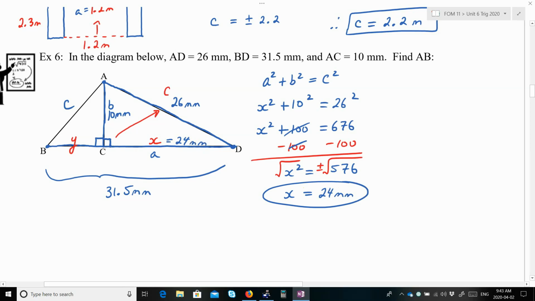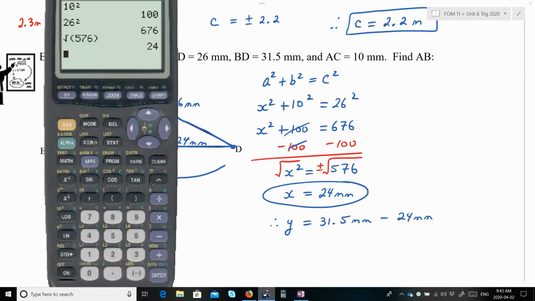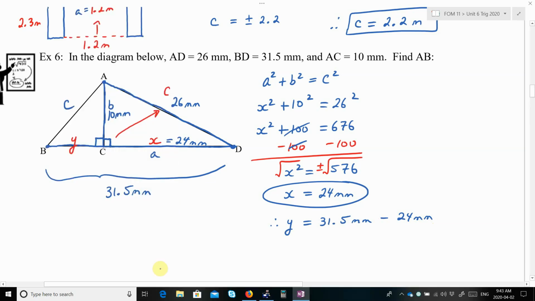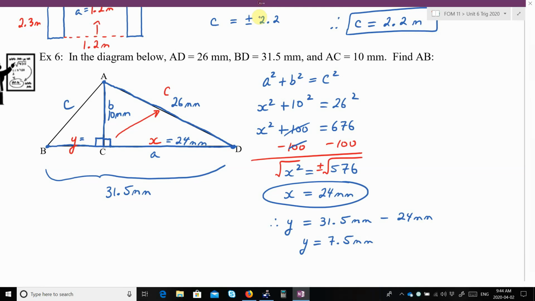And we know that from D all the way to B is 31.5 millimeters, so we can say therefore that side length y is going to equal 31.5 millimeters minus 24 millimeters, which is 7.5, right? 31.5 minus 24 is 7.5 millimeters. So y is equal to 7.5 millimeters.